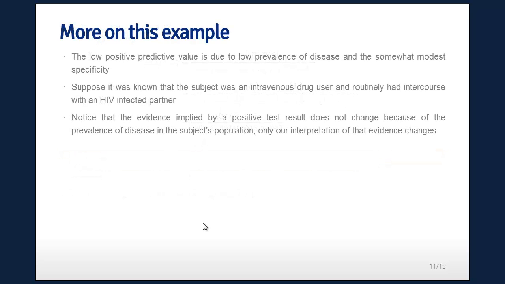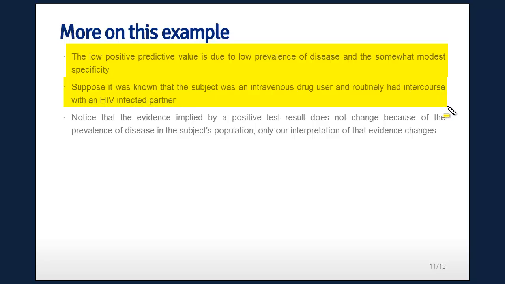So the low positive predictive value is due to the low prevalence of the disease, so that even if you get a positive test and the test is fairly accurate, the prevalence of disease is small enough to drag that down. Now, on the other hand, suppose this person was known to be an intravenous drug user and routinely had intercourse with an HIV-infected partner. That prevalence is probably not right. So then your number would shoot up dramatically.